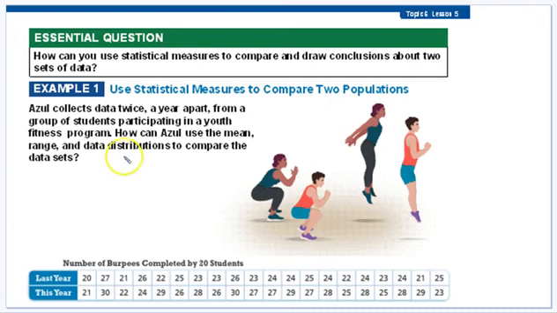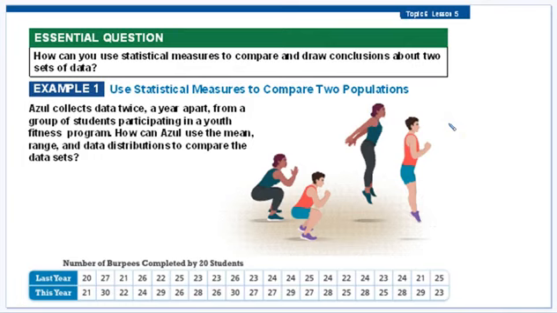So, example 1, use statistical measures to compare two populations. Azul collects data twice, a year apart, from a group of students participating in a youth fitness program. How can Azul use the mean, range, and data distributions to compare the data sets? So last year, here's all 20 students, here's all the information, and then here's the next year's information as well. Okay, so we'll need to find the mean, the range, and then we will be comparing it through a dot plot or line plot, whatever they want to call it. And that's the data distribution.